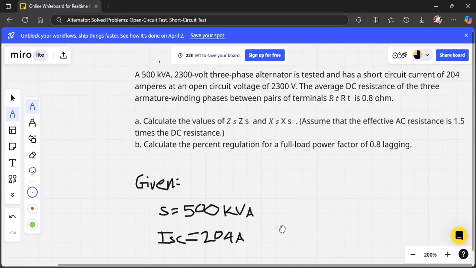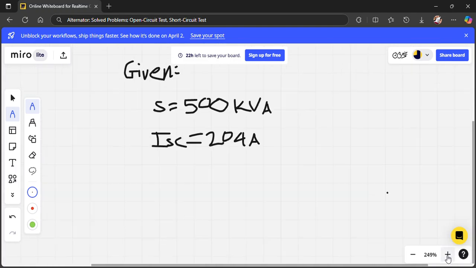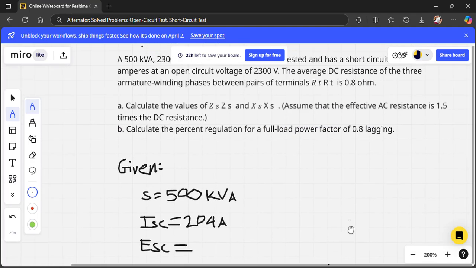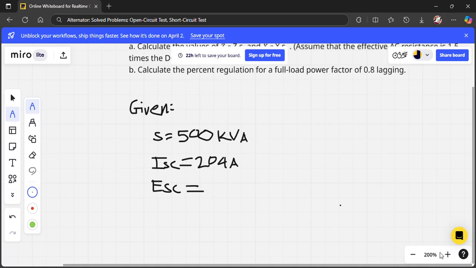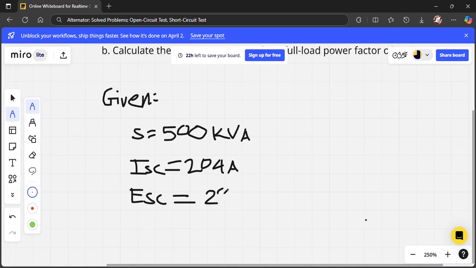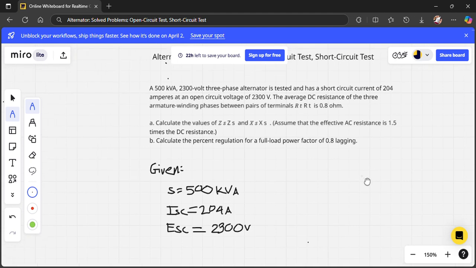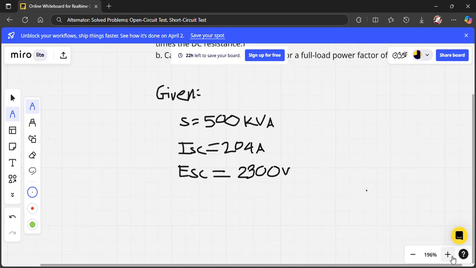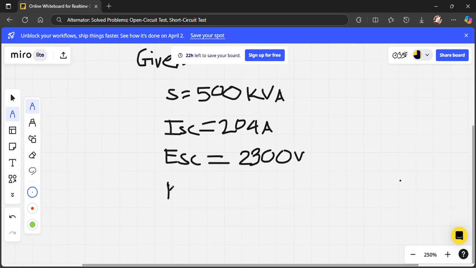And of course we have the open circuit voltage, which is 2300 volts, and the terminal resistance, RT, is 0.8 ohms.